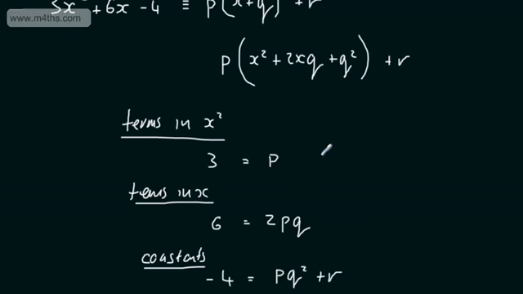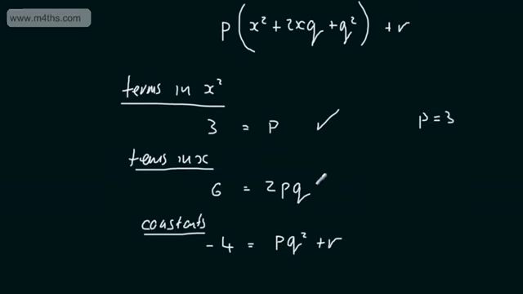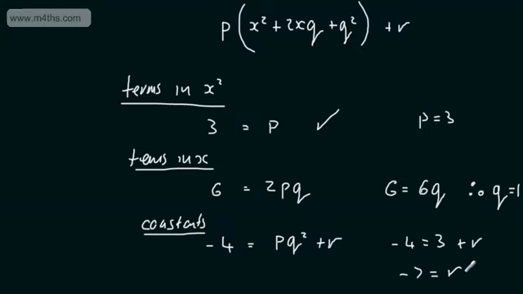Now we can see from here that p is going to be equal to 3. If I substitute this in now, in this particular equation, 6 is equal to 2 times 3 times q, so that's going to give me 6q. I've just subbed in p as 3, therefore we can say that q is going to be equal to 1. If we look at this now, we've got minus 4 is equal to pq squared, so that's going to be p multiplied by 1 squared, which is 3, and then we're going to have plus r. So subtracting the 3 from both sides, we've got r would be equal to minus 7.